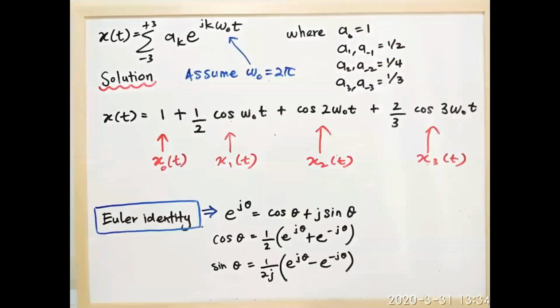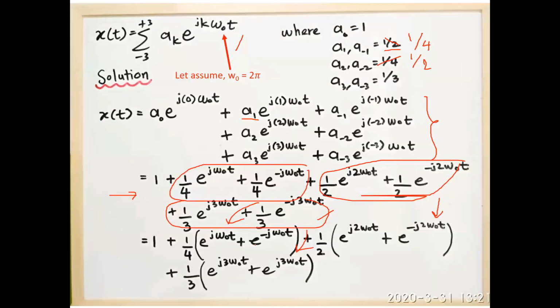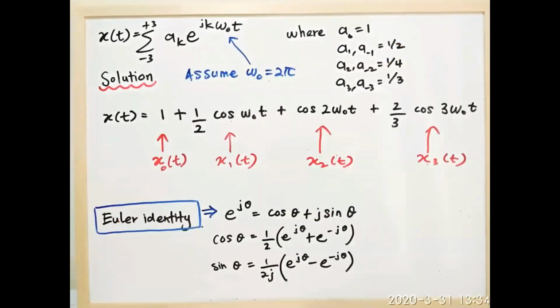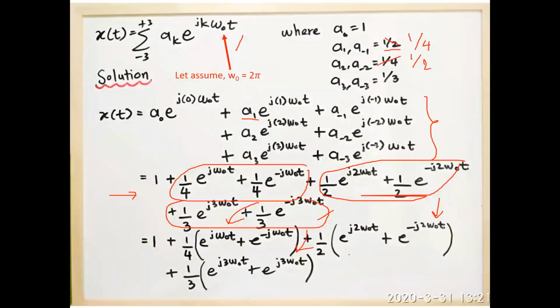From here, by using the Euler identity, we are given e^(jθ) equal to cos θ plus j sin θ. So the first one is cos θ equal to 1 over 2 (e^(jθ) plus e^(-jθ)), and sin θ equal to 1 over 2j (e^(jθ) minus e^(-jθ)). If you see this equation, what should you use, cos θ or sin θ? You have e^(jθ) plus e^(-jθ).